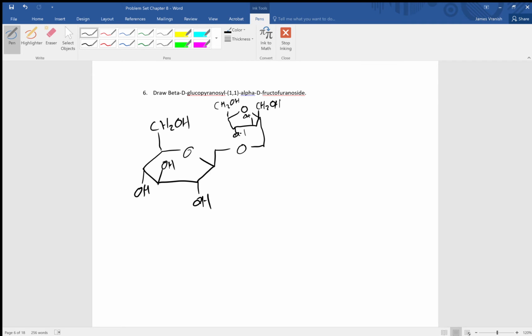Alright, so question number 6 asks you to draw beta-D-glucopyranosyl 1,1 alpha-D-fructofuranoside. Alright, so the structure of this is shown here. There's a couple parts I want to call your attention to. So first of all, right here, this part we have the glucose, it's D-glucose, and it's a 6-member ring form, the pyranose form. And specifically it is beta because we have the oxygen right here going in the upward direction, or in the same direction I should say, as the CH2OH group. So this would be the beta form.